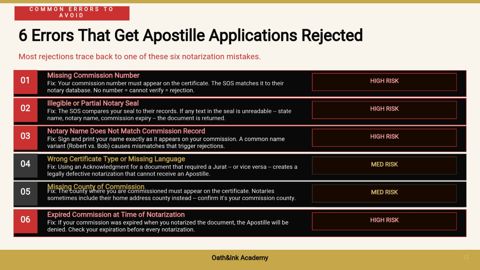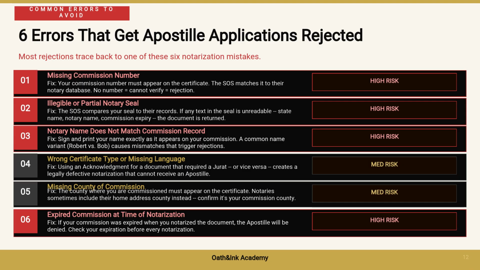Illegible seal. The SOS is literally matching your seal impression to their records. An ink smear, a partial impression, or any text that cannot be read will stop the process. Take the time to apply your seal correctly. Name mismatch. If your signature or printed name differs from your commission record, verification fails. Use your exact commission name every time, especially on apostille documents.